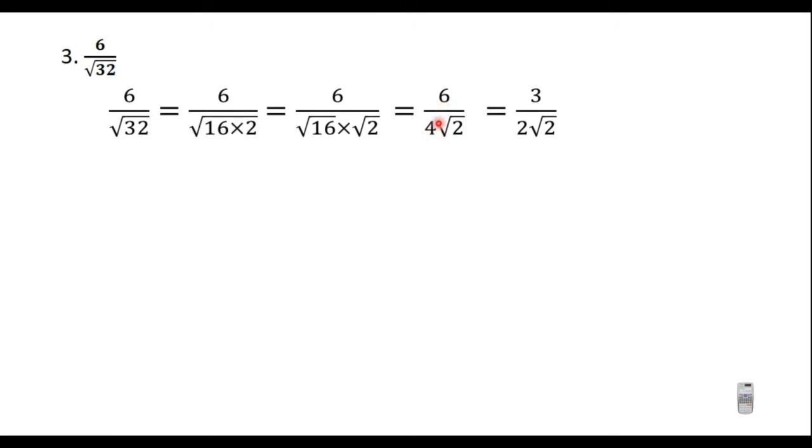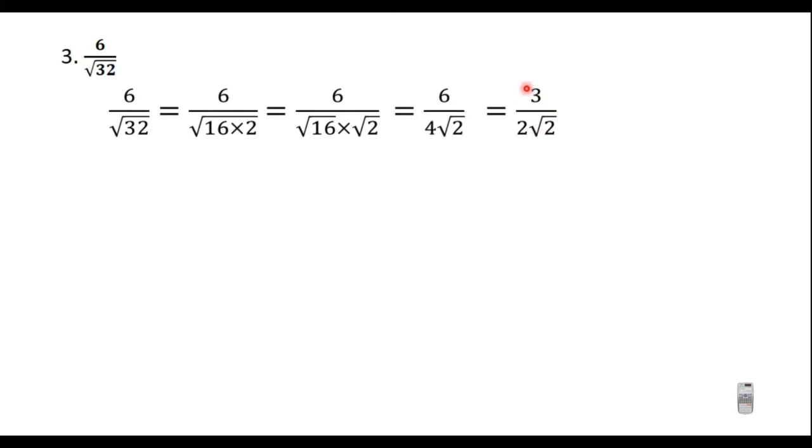Then we can see from here that 2 can cancel 4 two times and cancel 6 three times. So this will give us 3 over 2 square root of 2. Now you can see that this is our final answer after you simplify this. But we still have a square root sign in the denominator. So what you have to do is that we rationalize this.